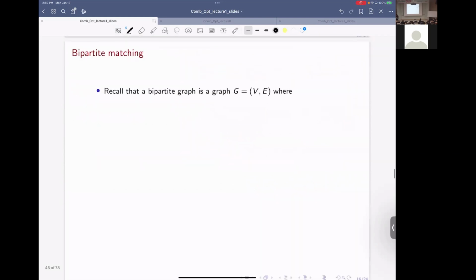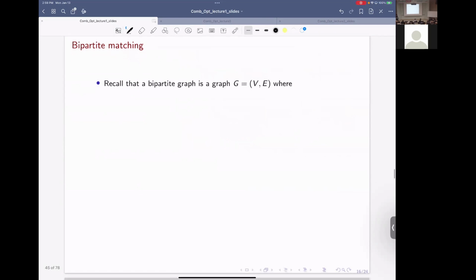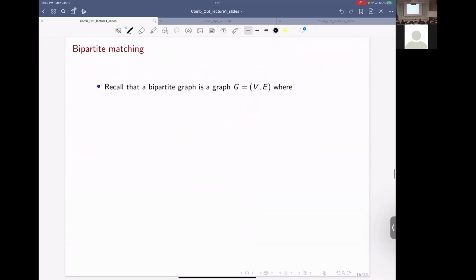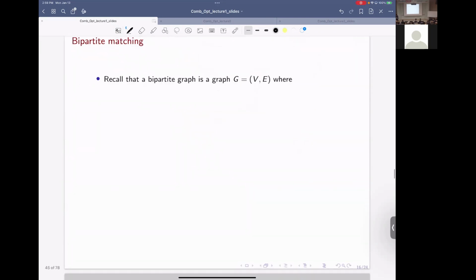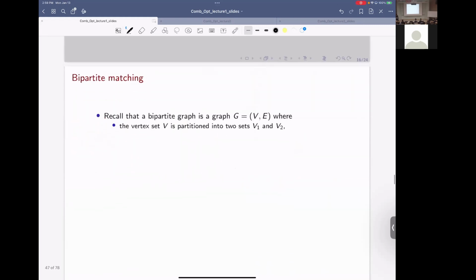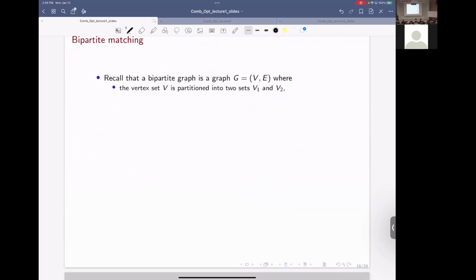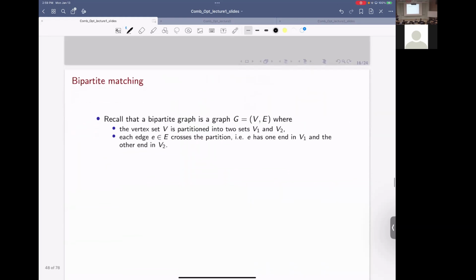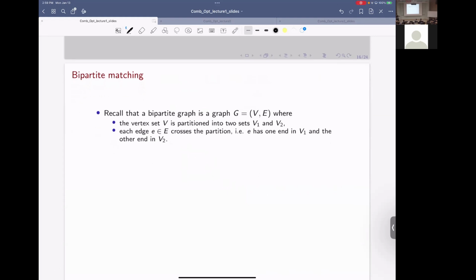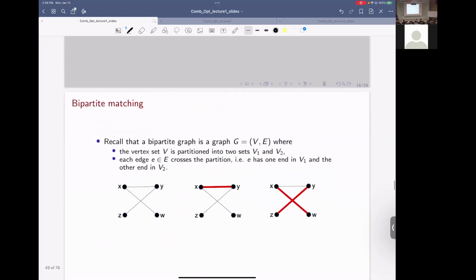Anyways, I have only 15 minutes, but I guess it's enough to talk about the bipartite matching problem. So we have a bipartite graph, and it's defined as the following. Again, the vertex set can be partitioned into two, V1 and V2, and an edge has to cross this partition. One end has to be in V1 and the other end has to be in V2. You cannot take an edge and connect two vertices from the same side.